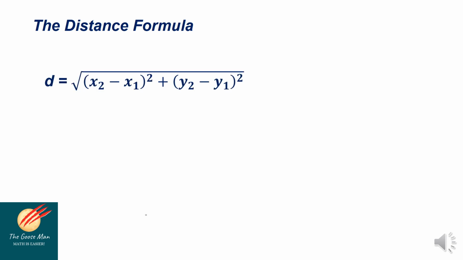So to summarize our discussion, the distance formula is equal to the square root of x sub 2 minus x sub 1 squared plus y sub 2 minus y sub 1 squared. This is the distance, or the shortest distance, between the 2 points.